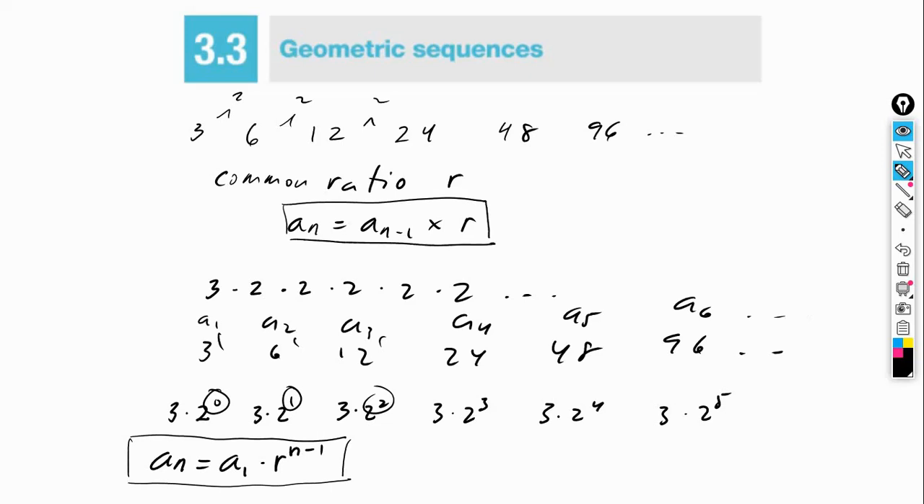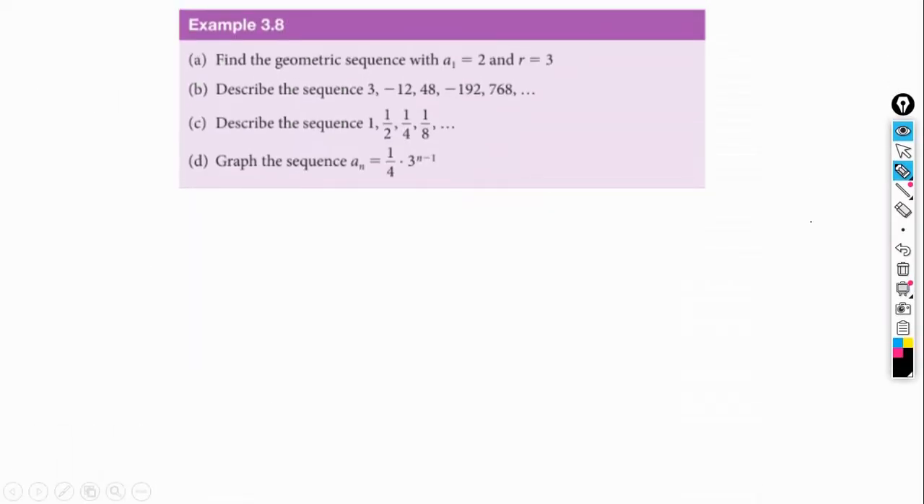On the next slide, we're going to find example 3.8, and it says for part A, find the geometric sequence with the first term 2 and a common ratio 3. When they say find the geometric sequence, it means just write the sequence. So 2 would be the first term, 6, 18, 54, etc., right? That would be the sequence. And if they want a general term or to describe the sequence, we would say that the nth term is equal to 2 times 3 to the n minus 1.